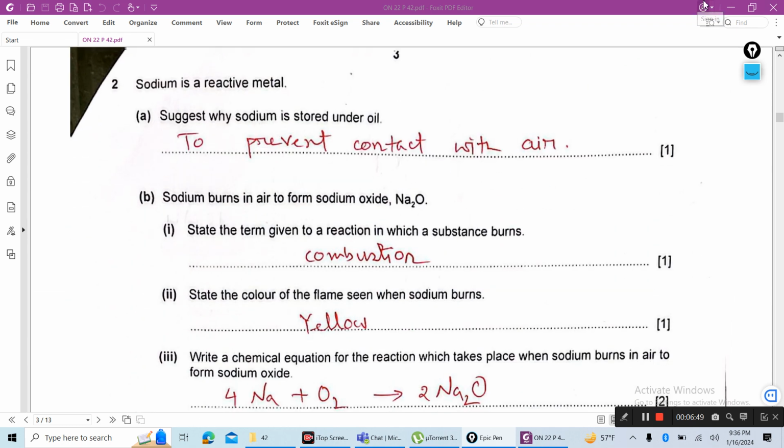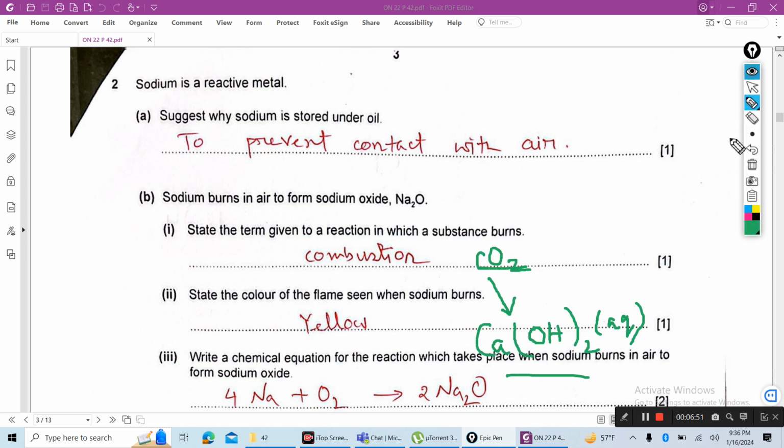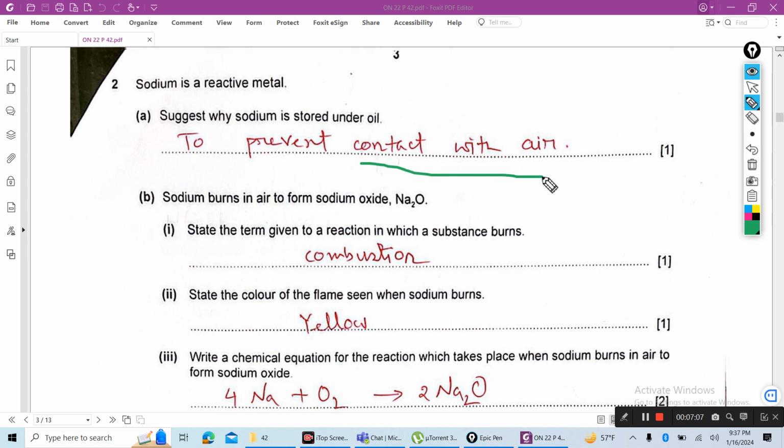Now question number 2. Sodium is a reactive metal. Suggest why sodium is stored under oil. To prevent contact with air. If sodium is kept under oil, it cannot come into contact with air. To prevent contact with air.